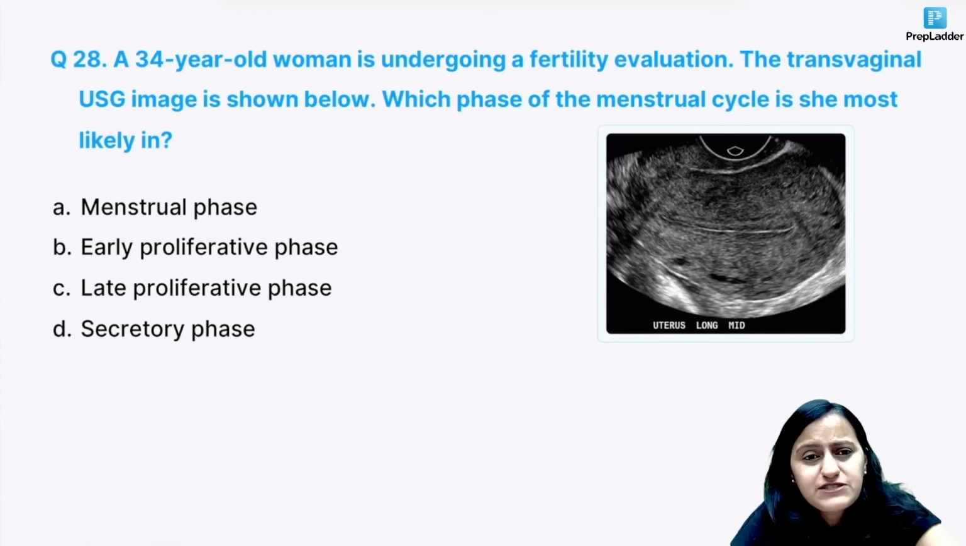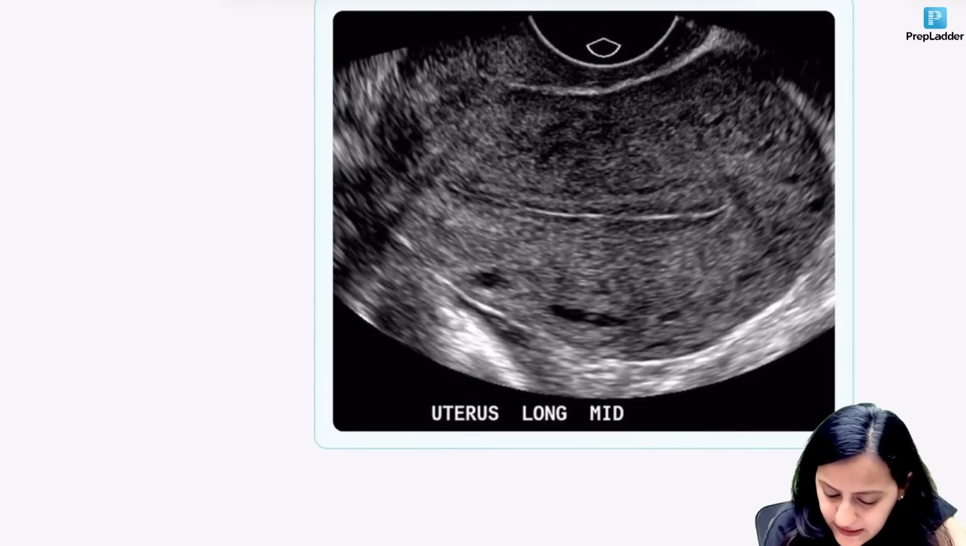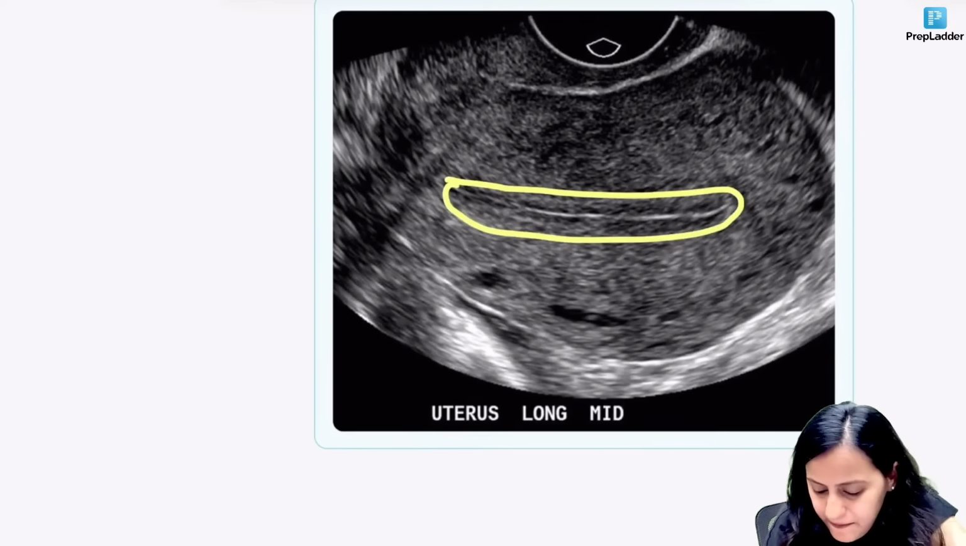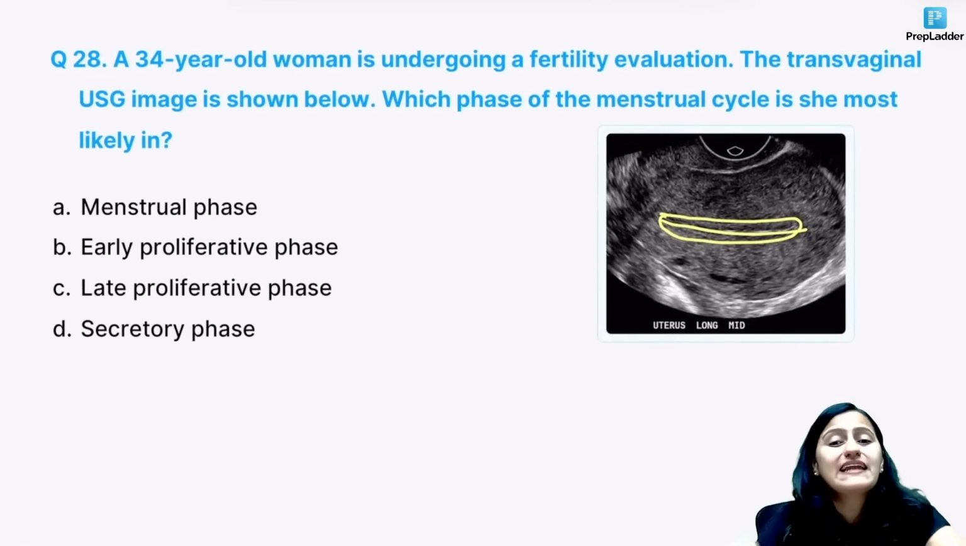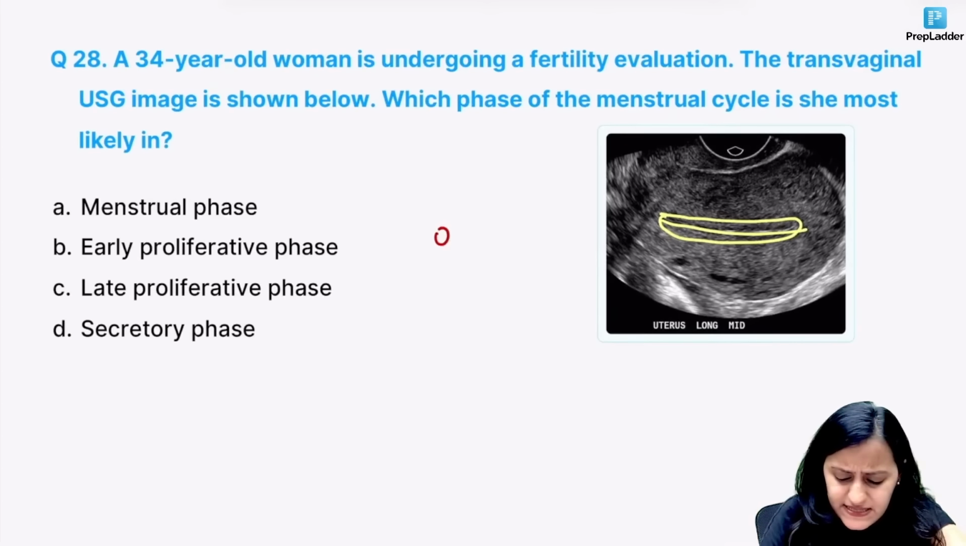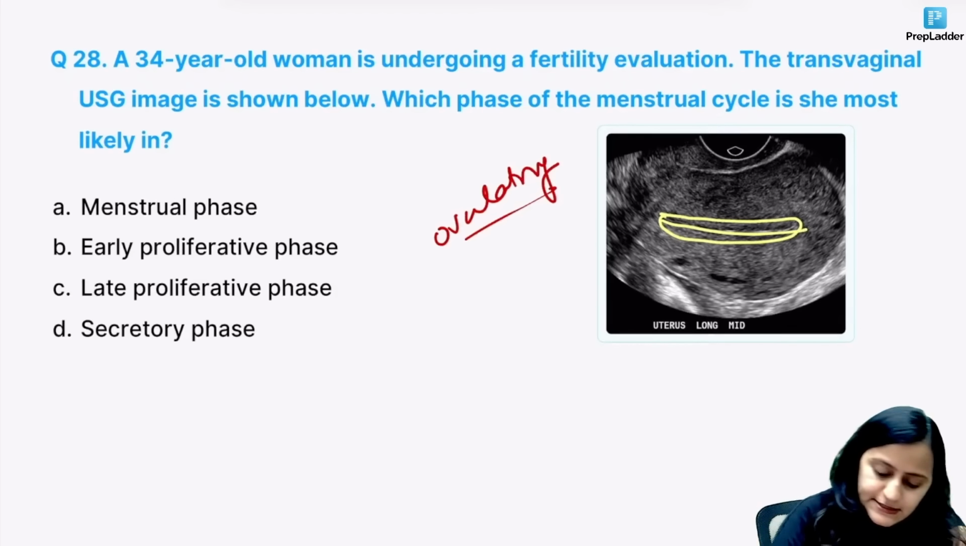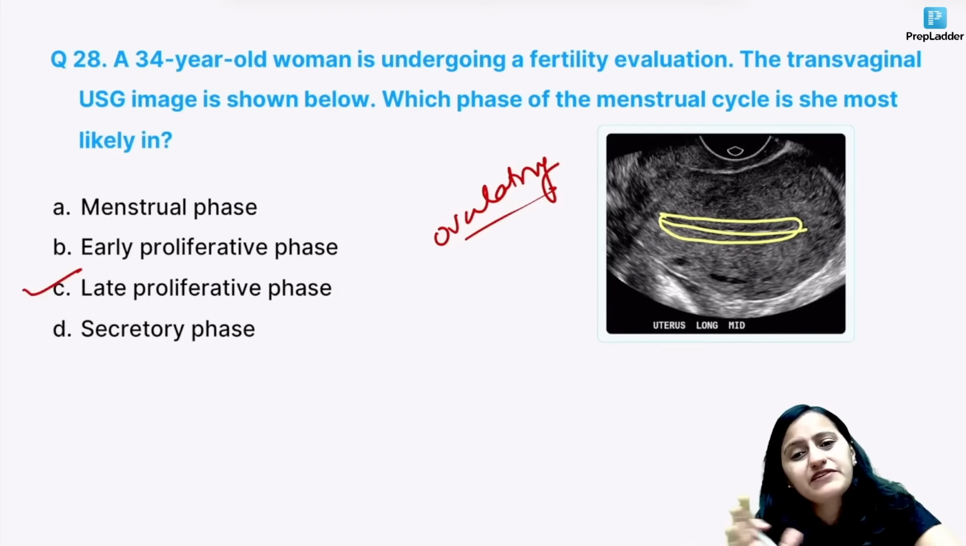Next one, what phase of the menstrual cycle is this patient in? How do you identify? Look at this endometrium. This endometrium you can see is appearing like three lines. Trilaminar appearance of the endometrium. This is most consistent with the ovulatory phase. Ovulatory phase is not given here, so you will go with late proliferative phase.